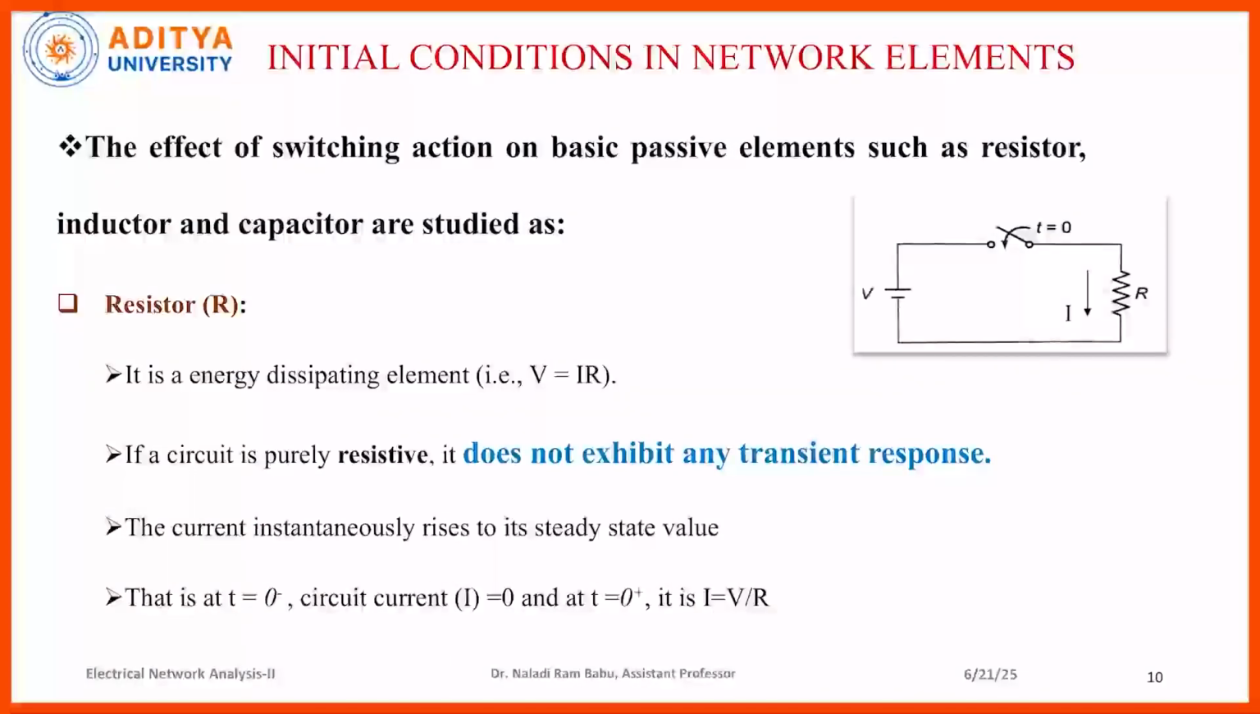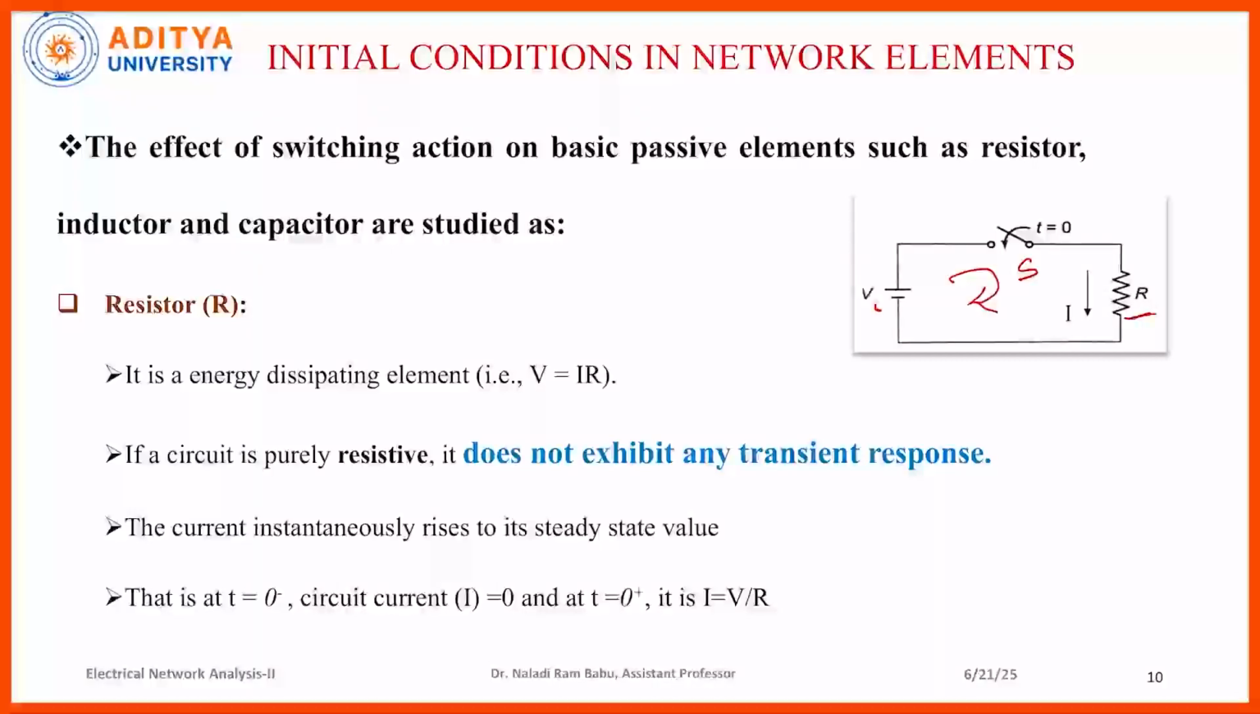Next, moving on to initial conditions in network elements. Here I have considered a simple R circuit which is connected in series with a voltage source, and I have connected a switch S. When time t equal to 0, the switch will be closed.